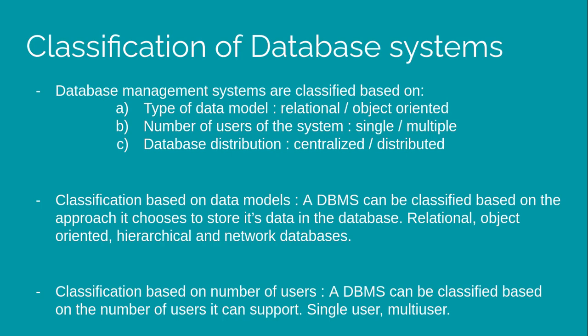So classification based on data models. A database system can be classified based on the approach it chooses to store its data in the database. So we can have a relational database wherein we store data in tables, an object oriented one, a hierarchical one wherein data is stored in the form of a tree, or a network database wherein data is stored using a graph.